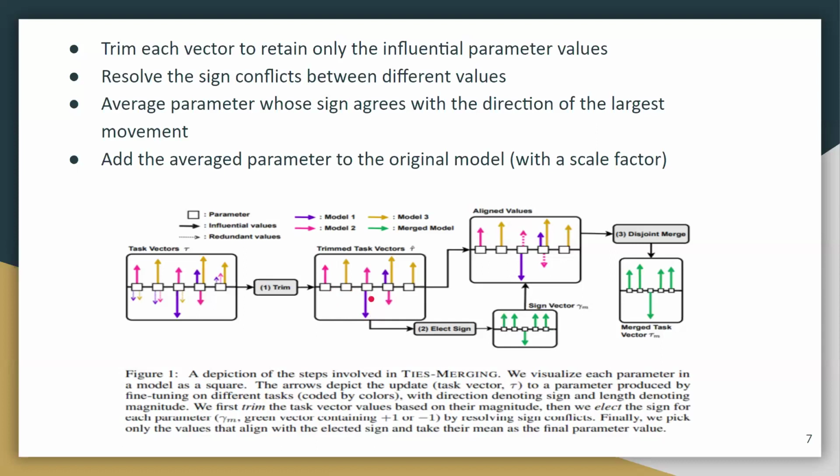For group three, we eliminate the small yellow parameter. For group four, we didn't trim anything, and in group five, we trimmed the purple and pink parameters. So we drop the smaller values, and that's a parameter we can control. Now we have eliminated the redundant parameters. The second step is to figure out the signs. For each group of parameters, we need to decide if we want to stick with positive or negative values. That's the elect sign part we can see here.